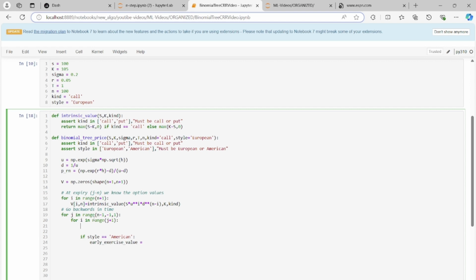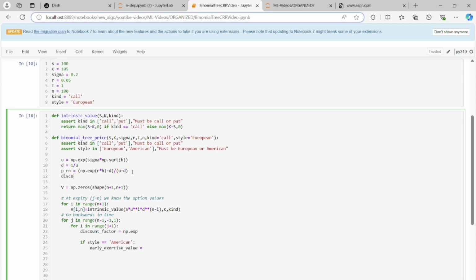Okay, so no matter what, we're going to have this discounted expectation. We're going to have this discount factor. Let's actually put the discount factor here. Discount factor equals np.exp negative r times h. So that's a discount factor.